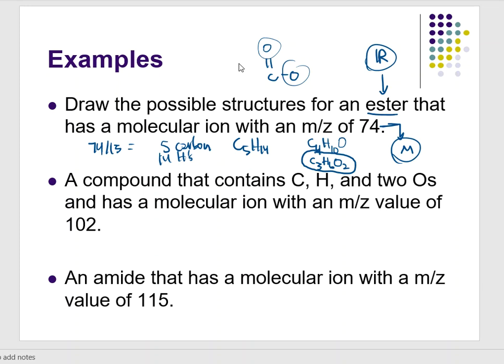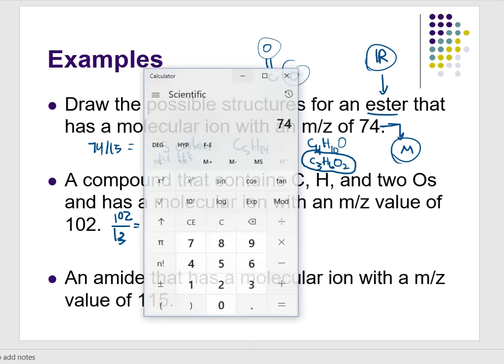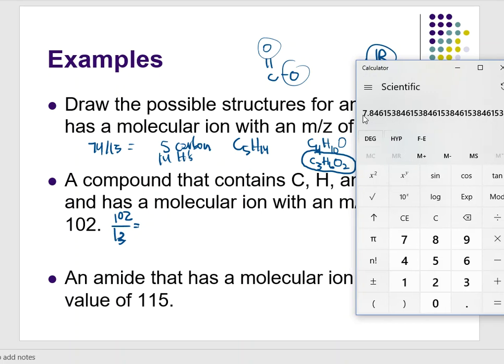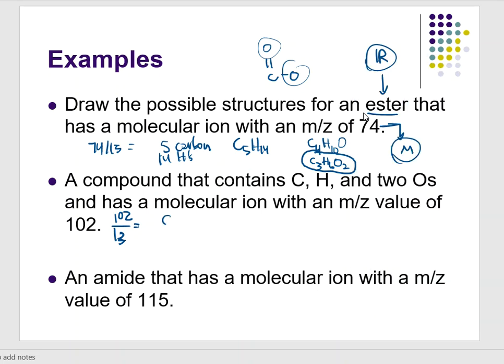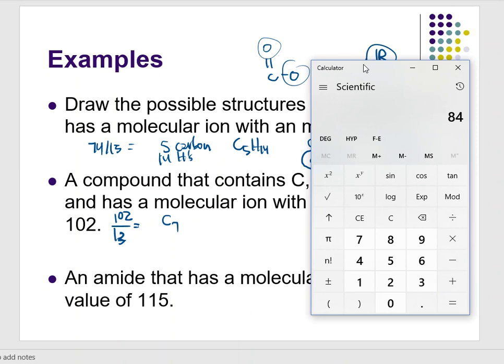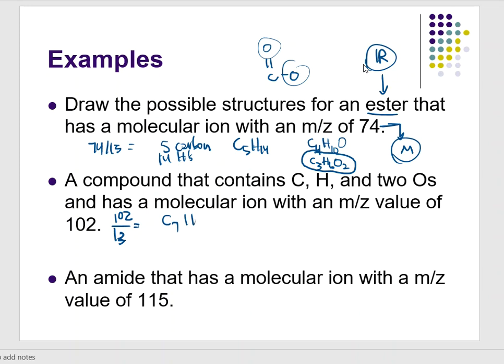A compound that contains carbon, hydrogen, and 2 oxygens that has a molecular ion with an m/z of 102. All right, I don't really know the functional group here, so I'm just going to take 102 and divide it by 13. So 102 divided by 13 gives me 7, right? I told you, look at the whole number. Don't round it off. So I've got a total of 7 carbons. So 7 times 12, which is the normal weight of carbon, equals 84. The total is 102, so that difference is 18. So this gives me C7H18.